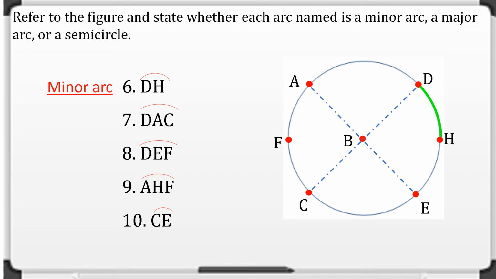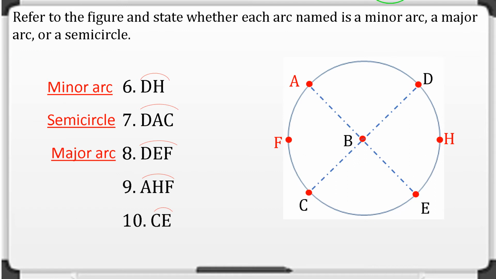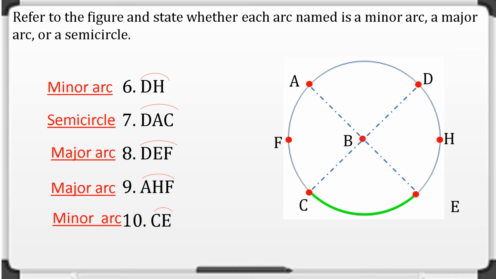Number 7, arc DAC. So, ito yan, DAC. This is, as you see, a half of a circle. That is a semicircle. Number 8, arc DEF. Number 9, arc AHF. That is a major arc. And lastly, we have arc CE. Correct, that is a minor arc.